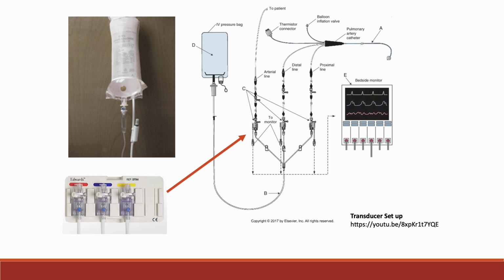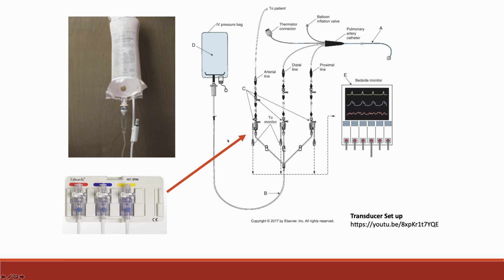So this is one other attempt I'm going to give you to explain how you set up these transducers. So again, remember that when we have the bag, it has to be put in a pressure bag with this pressure bag around it so that the pressure can overcome the arterial or the pulmonary artery or the CVP pressure so that we can get tracing.